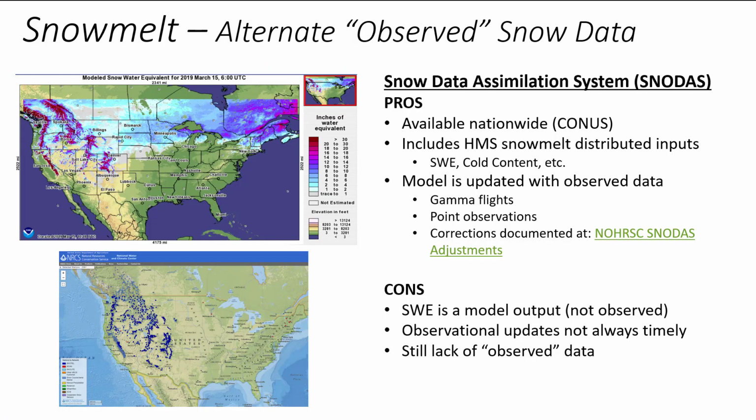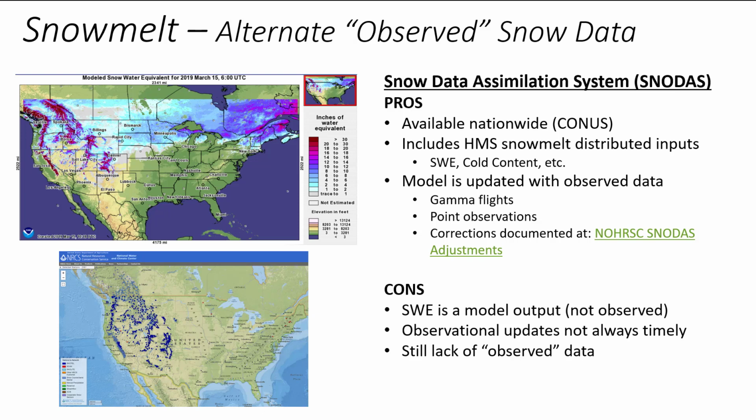In regions where observed snow data is scarce, an alternate source may be adopted as observed snow data, the Snow Data Assimilation System, or SNODAS. SNODAS is actually a snow simulation model produced by the National Operational Hydrologic Remote Sensing Center, NOHRSC. Benefits of the SNODAS data is that it's available nationwide and includes information required for the HMS temperature index and gridded temperature index snowmelt methods.